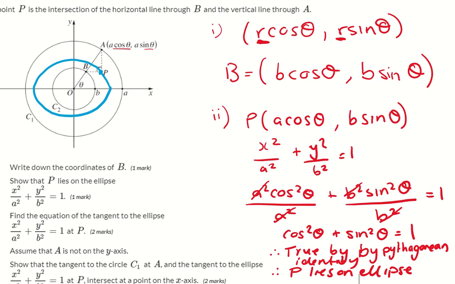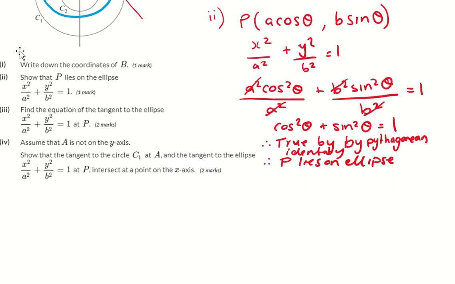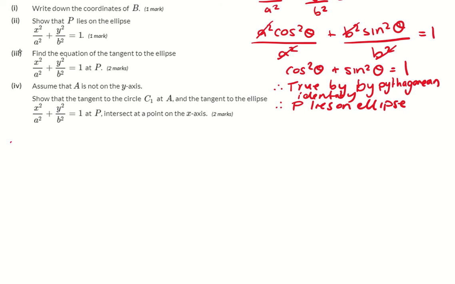Okay, next one. It says find the equation of the tangent to the ellipse at P. So picture a tangent coming out from P. And I need to find the equation of that line. So, how do we find an equation of a tangent? Now, if this was my HSC, I would be showing the marker that I know how to do this. I know how to find the equation of a tangent. I'd write something like this.